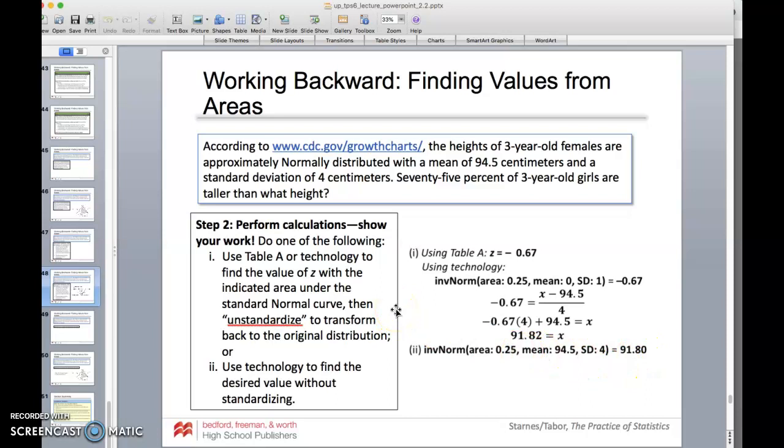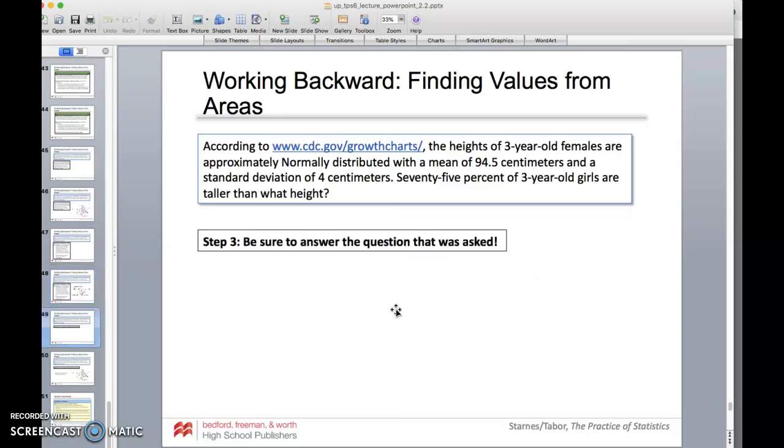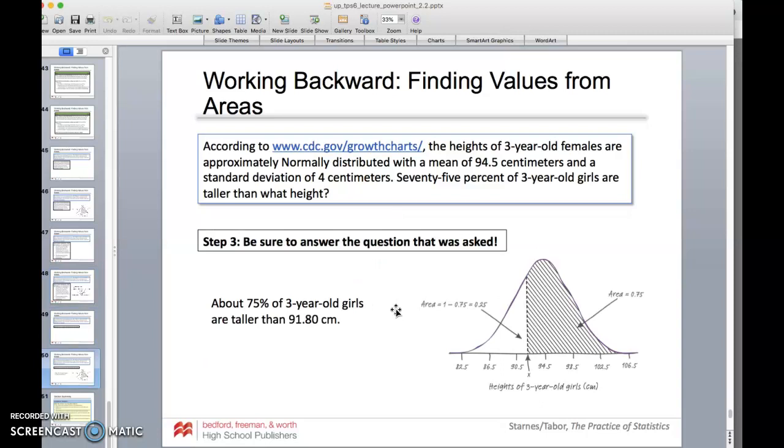And again, look through those keystrokes with that tech corner. They'll walk you through that, and you'll see exactly how to do that. Or come see me. I can certainly help as well. All right, now make sure we answer the question again in complete sentences here with our picture. We can say about 75% of 3-year-old girls are taller than 91.8 centimeters. And again, notice the label, very clear, complete sentence. Okay, that is what we're looking for.